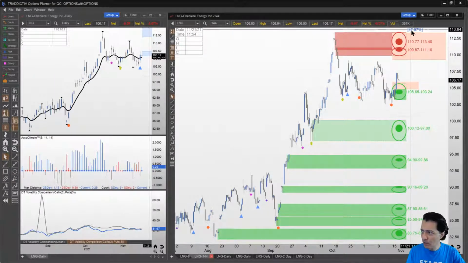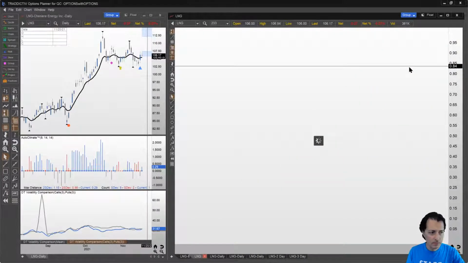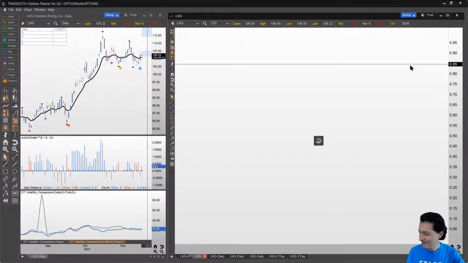Still not good enough, 47%. What if we go to 233? Joanne, listening, thank you. Okay, just loading the 233-minute time frame. So downloading the data. It's going to be on the screen in just a moment.